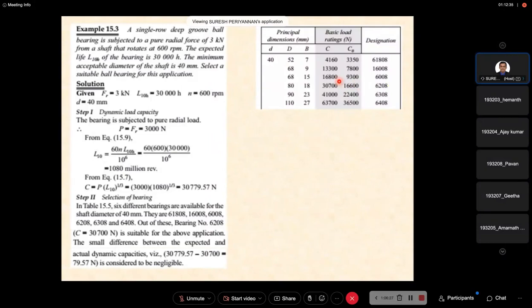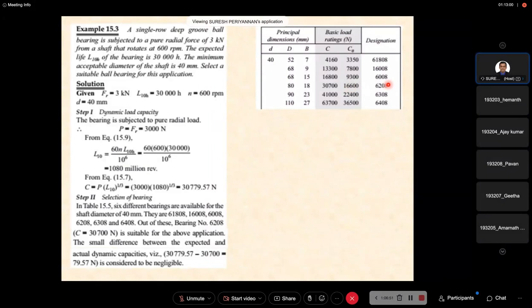You do not need to go for calculation. Directly you can say C naught is 16,600 Newton from the table. How do we find C naught? Suppose C naught is not given, we can use Stribeck's equation to find C naught. But now you do not need to find C naught, we can take it from the table.